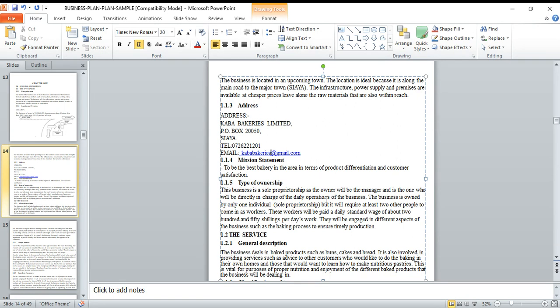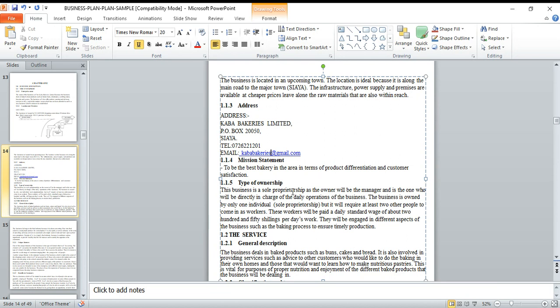A sole proprietorship means that I'm the only one who owns this business. So I'm the owner and I'm the boss of the business. That's why I'm saying it's a sole proprietor. Sole means one, so it's only me who owns the business. So you can see the description I've given under the ownership of the business.